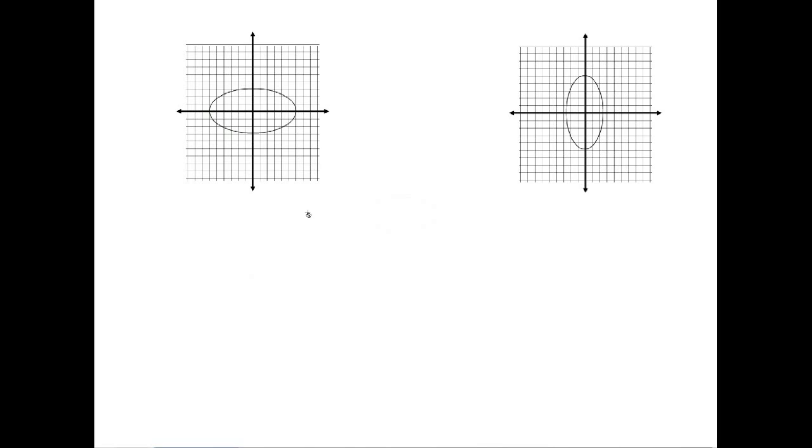So here we have two ellipses, and as you can see they can have a horizontal orientation like the one over here on your left, or they can have a vertical orientation like the one on the right. We'll get into how to tell what ellipse will have what here in a minute. So, some components of ellipses.